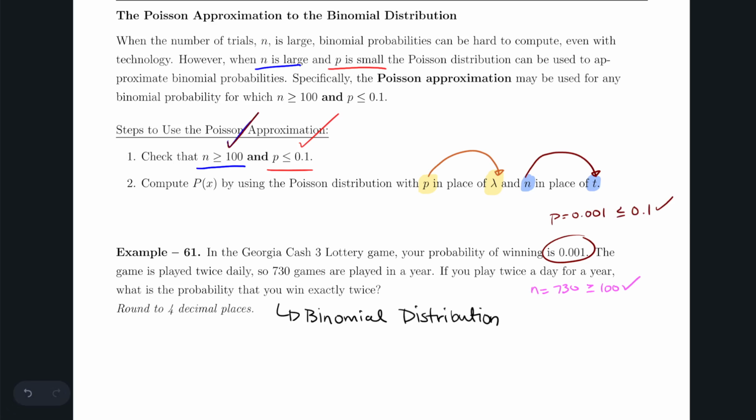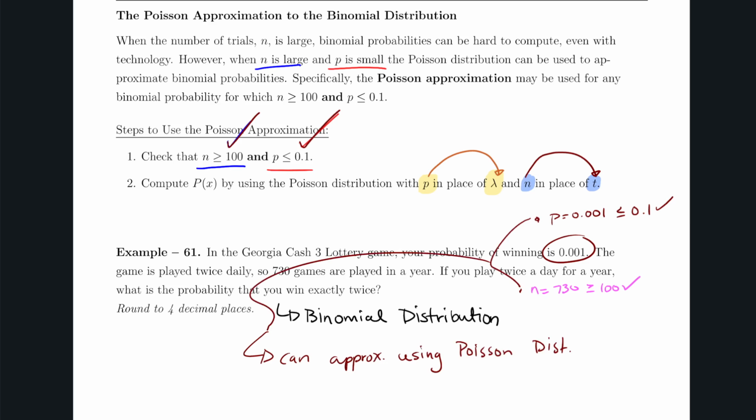So we've met condition 1, we've met condition 2. That tells me that even though this is a binomial distribution, since the number of trials is large and the probability is small, sufficiently so, I can approximate using the Poisson distribution. Now, if we use the Poisson approximation, it tells us that my probability becomes my lambda. So my lambda in this case is the probability 0.001. And my number of trials becomes my t, so my t is 730.